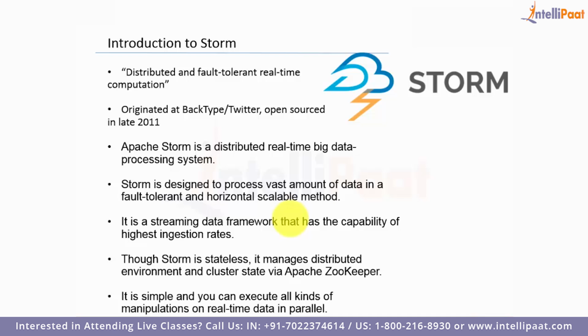In late 2011, Apache Storm was made open source and it went in as an Apache incubation project. Storm is a distributed real-time big data processing system. It is designed to process vast amounts of data in a fault-tolerant and horizontally scalable method.